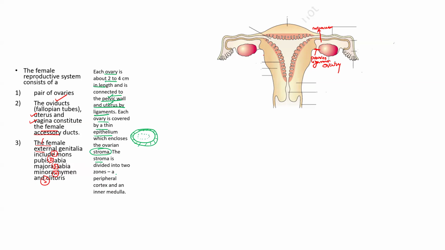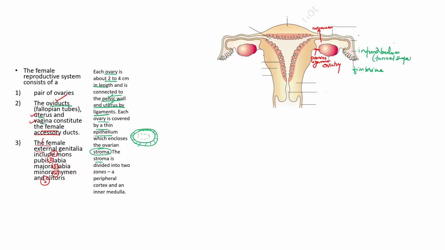Clear? Now, what does the accessory duct include? It includes the fallopian tube, uterus, and vagina. There are three parts of the fallopian tube. This part is the infundibulum, and this infundibulum has finger-like structures known as fimbriae. Infundibulum is the first part, and it is funnel shaped.